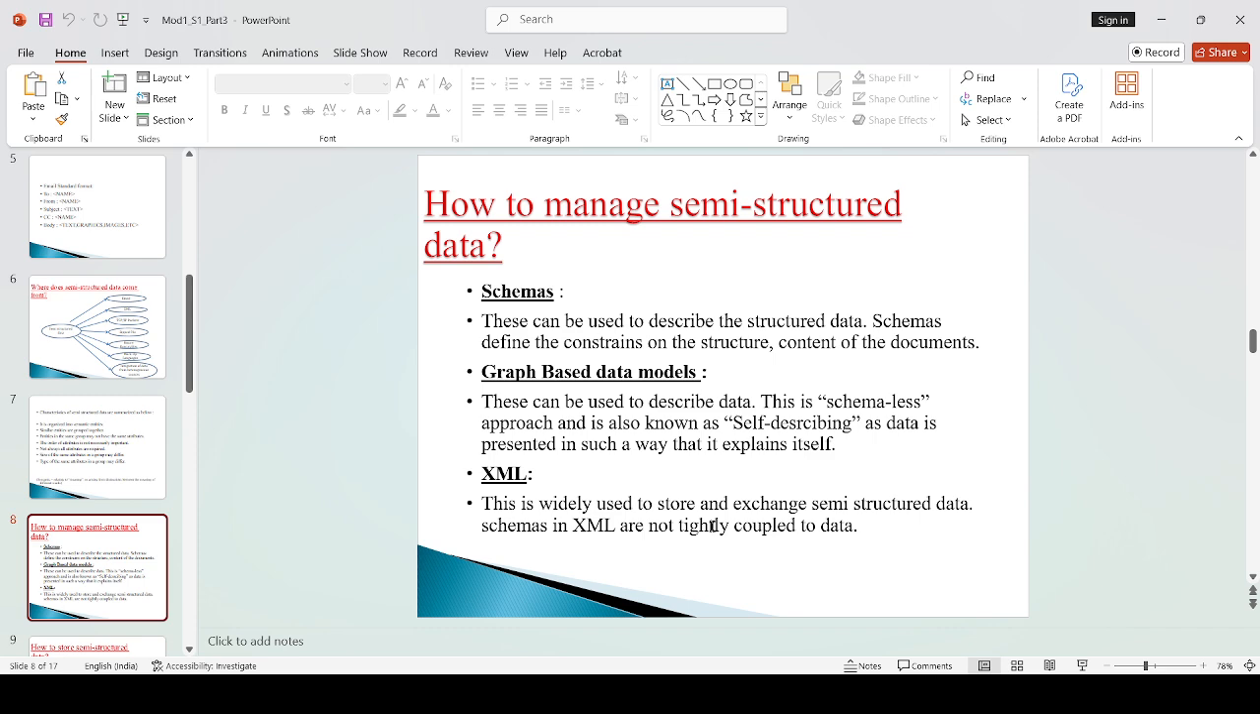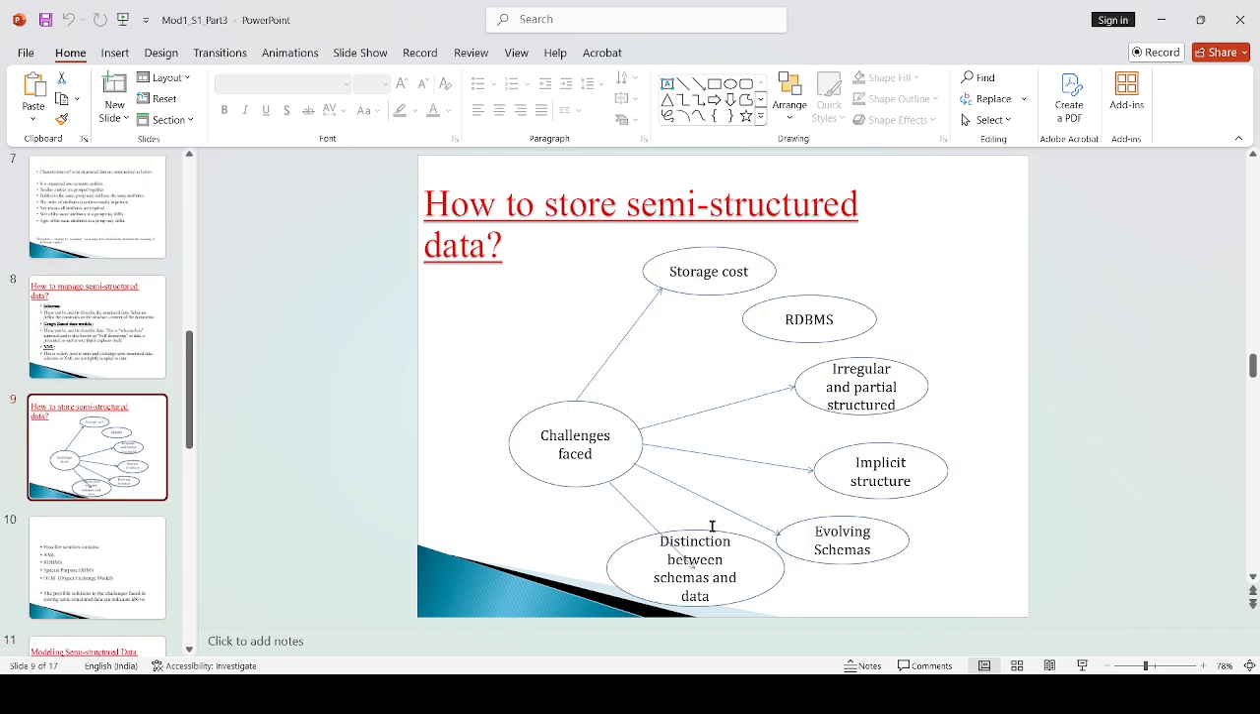There are several techniques used to manage semi-structured data. One approach is using schemas, which define the structure and constraints of documents. Another approach is the graph-based data model, where data is represented as connected nodes instead of tables. One of the most widely used technologies is XML, or Extensible Markup Language. XML uses tags to organize information, making it easier to exchange data between different applications while maintaining flexibility.